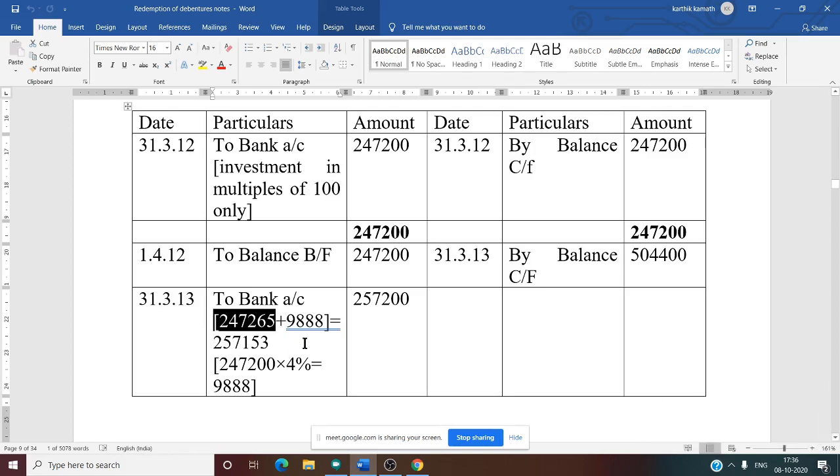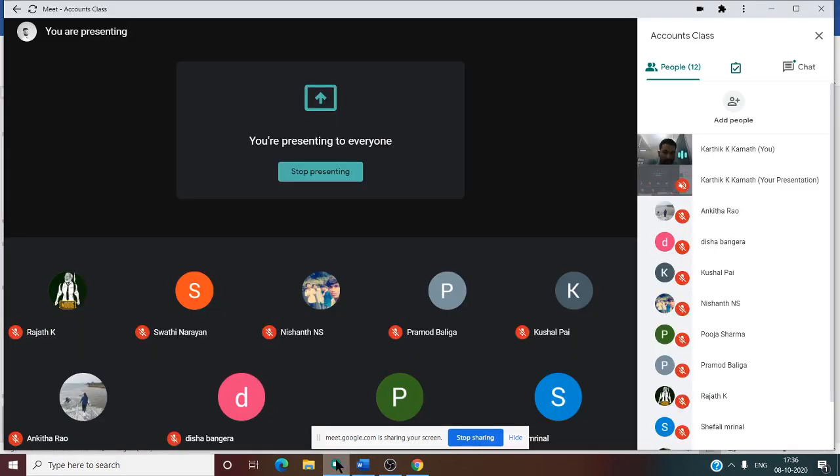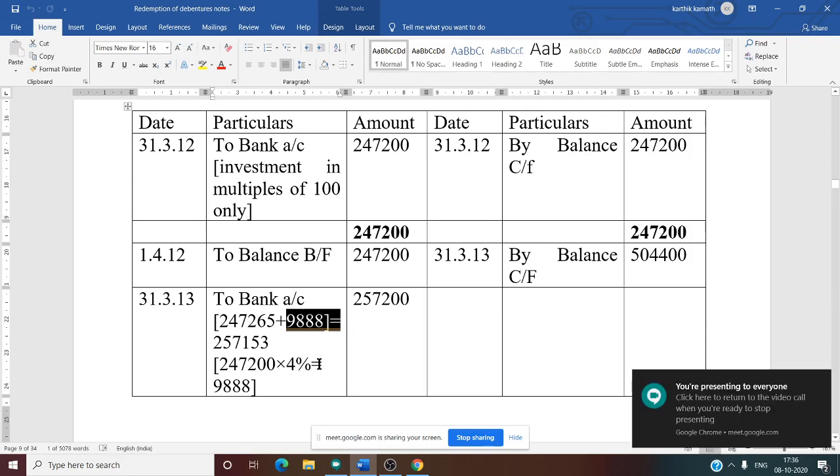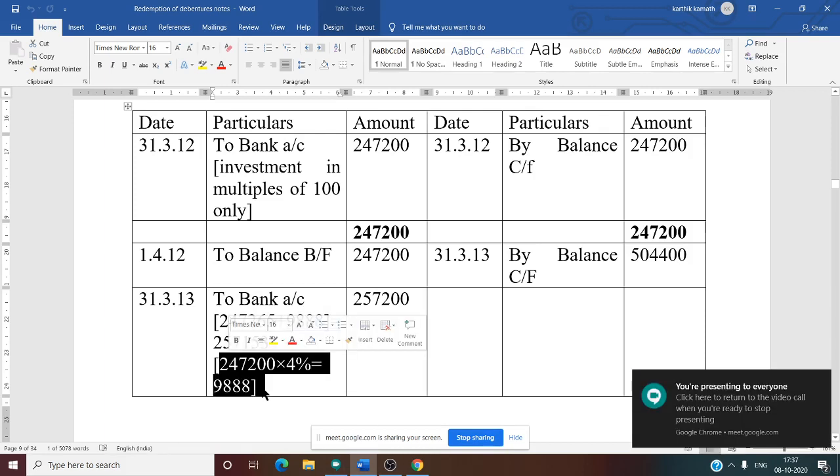Next, interest. In other cases you can write interest directly from the DRF account. But in this sum, what happens? In this sum, only multiples of 100 are given. That is why there is a minute change here. Multiples of 100 is given, so there is a separate calculation you need to do. Here, 2,47,200 we have taken, that is in multiples of 100 only.